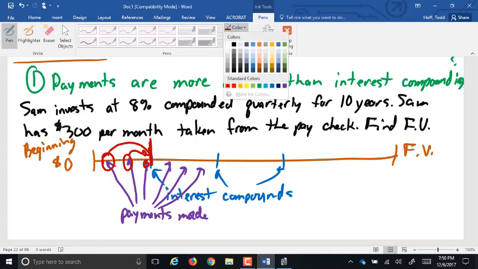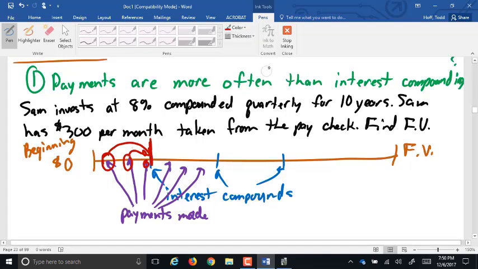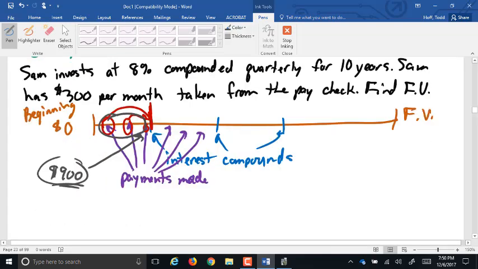So realistically, is there any difference between making these three payments spread out every month, or could Sam have just made one $900 payment at the end of the quarter? Would there be any difference? No, there's no interest figured in between there anyway. So this is the same as making one $900 quarterly payment.